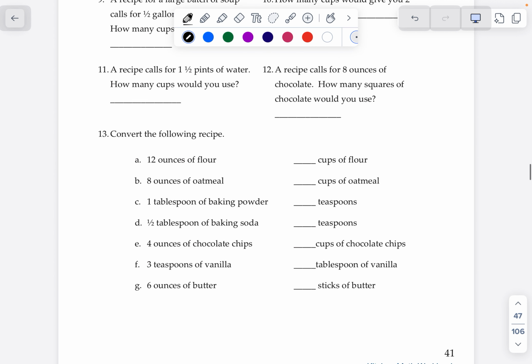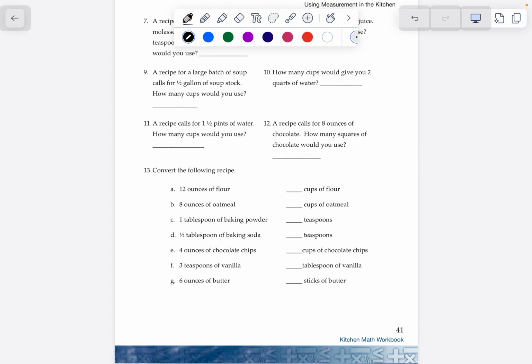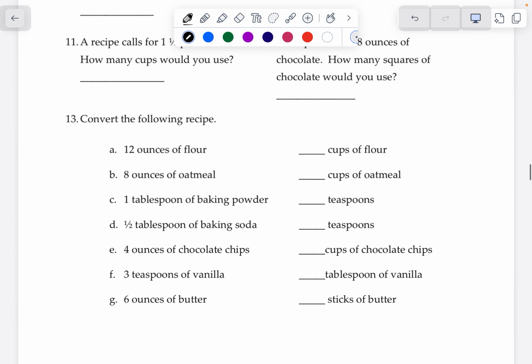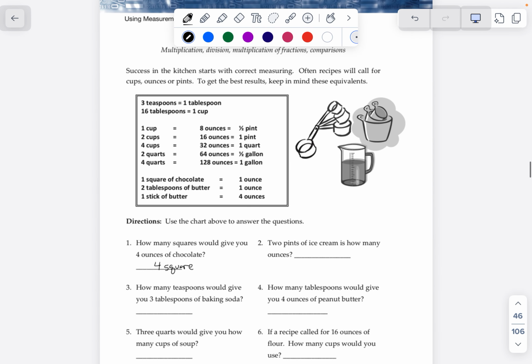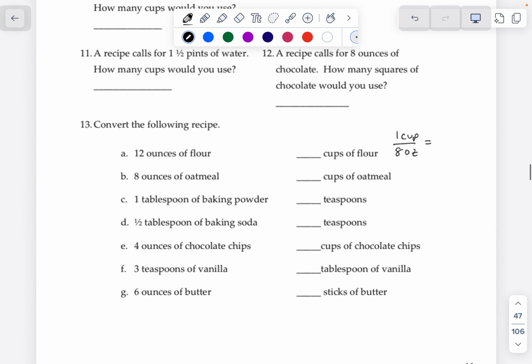Now the ones I really want to talk about are these ones right here. It says convert the following recipe. So 12 ounces of flour is how many cups? We know that we're going to use proportions for these. That's why I wanted to show you those. We know that 1 cup is 8 ounces. I just had to check to make sure I wasn't making stuff up. So how many cups, that's your unknown, put that on top, would be 12 ounces.